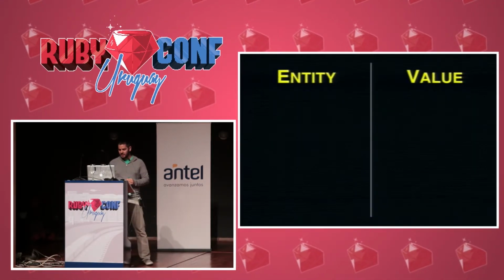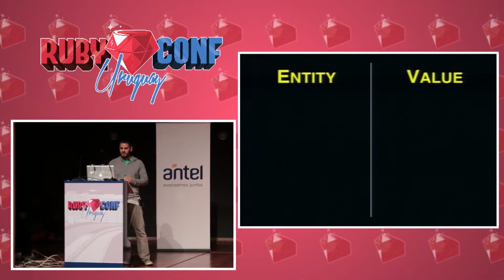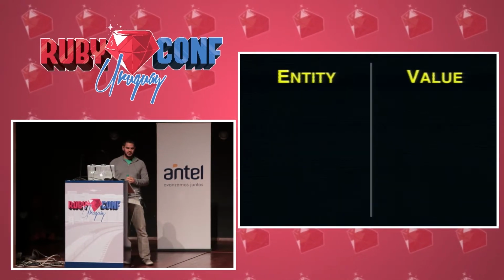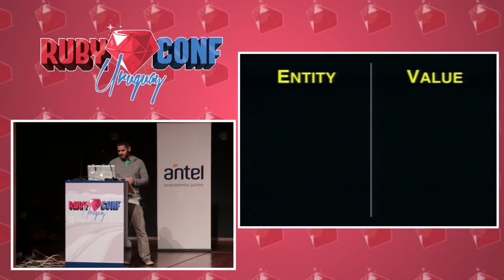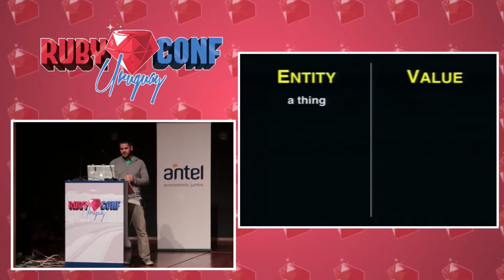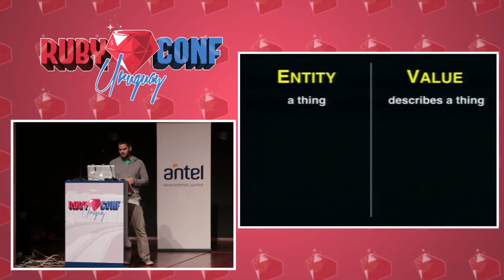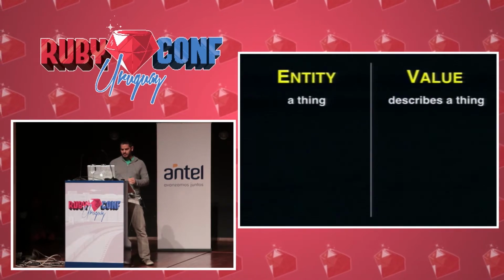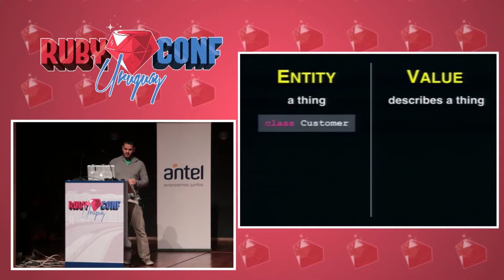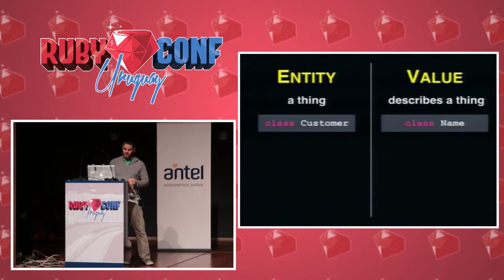So there's entities and value objects. By default, everybody in Rails creates entities because when you create an Active Record object, that's an entity. An entity describes a thing, and an entity is a thing, and a value describes a thing. So we'll look at an example. In our domain that we're working with, customer is an entity, and name could be a value object.